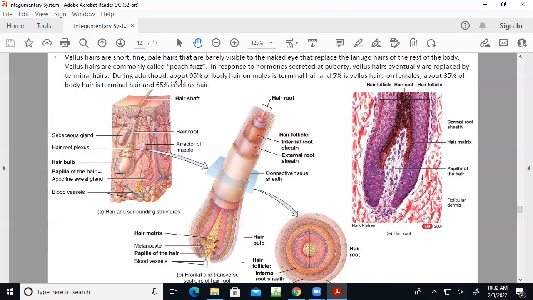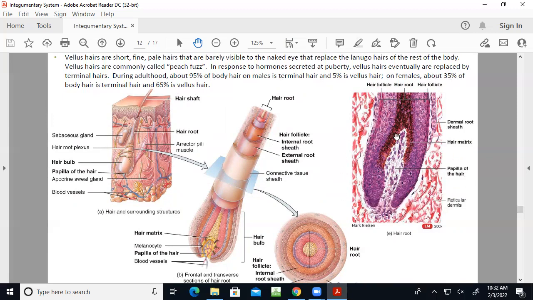Men are much, much hairier than females, and that's pretty common sense. About 35% of the body hair of a female is terminal, and that means about 65% is not, so the majority of her hair will be that peach fuzz vellus hair.